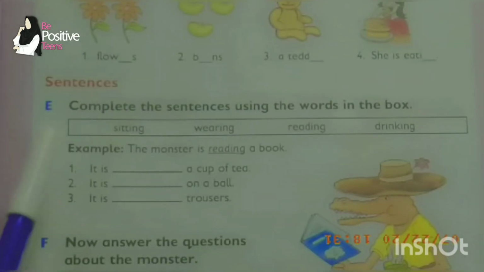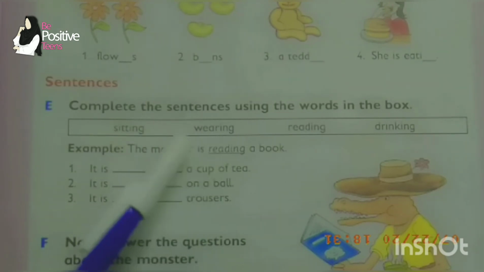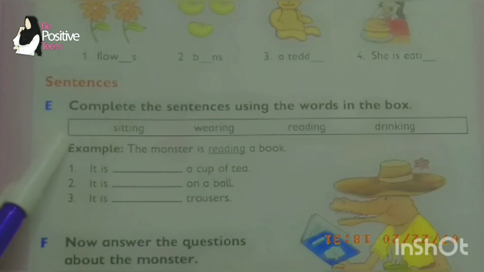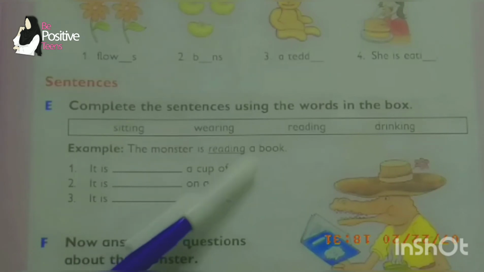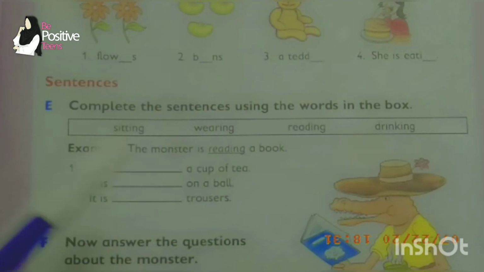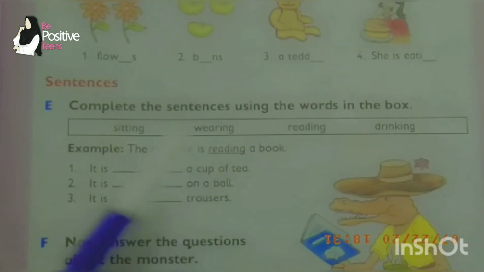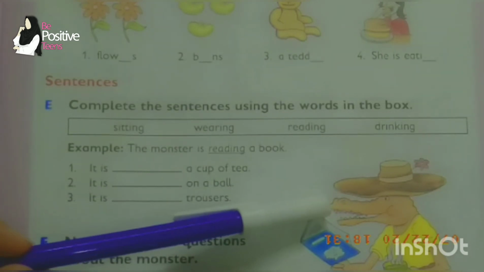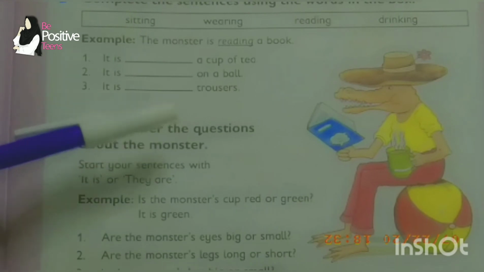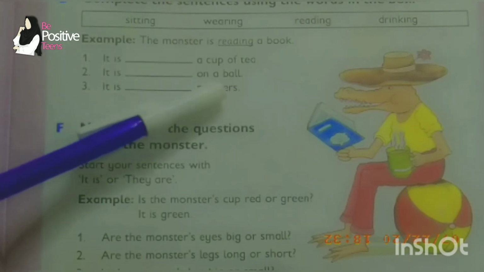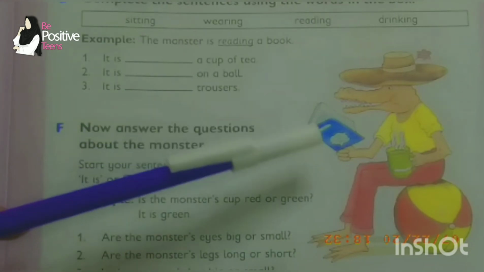Sentences. Activity number E, complete the sentences using the words in the box. First we are going to read these words: sitting, wearing, reading, drinking. So example, the monster is dash a book. So there's a monster and he is reading a book. It is dash a cup of tea. What is he doing? He is drinking a cup of tea.